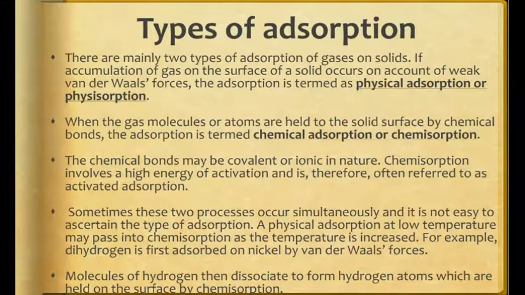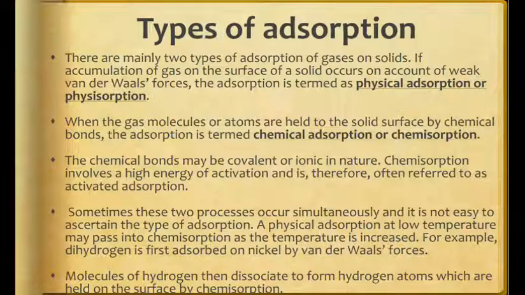After this, let us now come to types of adsorption. There are mainly two types of adsorption of gases on solid. Number 1, physical adsorption. Number 2, chemical adsorption. If accumulation of gas on the surface of a solid occurs on account of weak van der Waals forces, it is called physical adsorption or physisorption, or sometimes van der Waals adsorption. When the gas molecules or atoms are held to the solid surface by chemical bonds, the adsorption is called chemical adsorption or chemisorption.